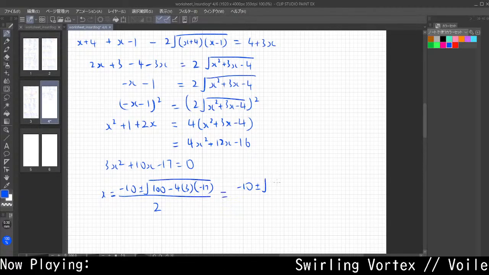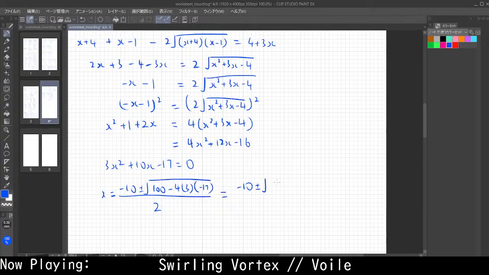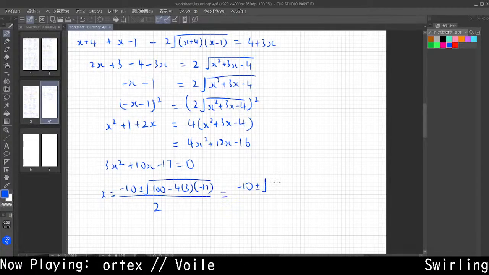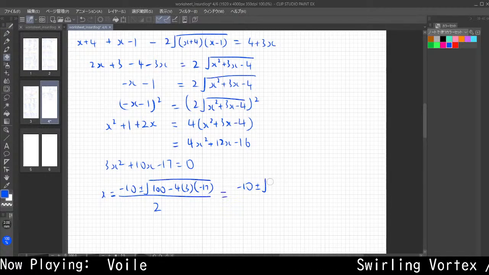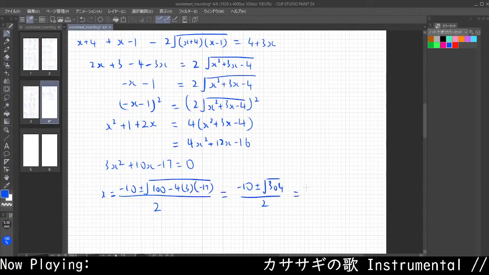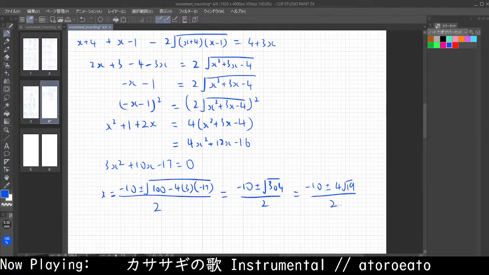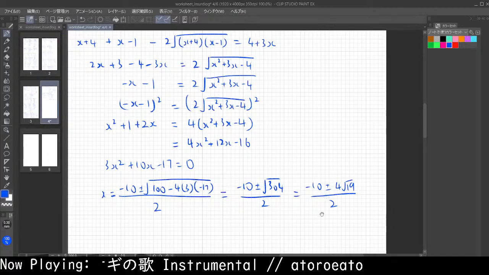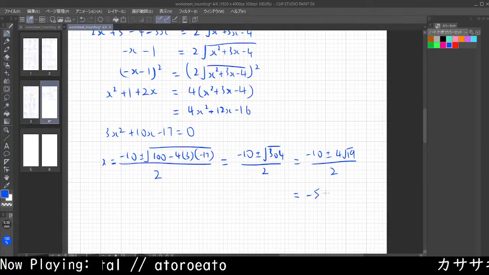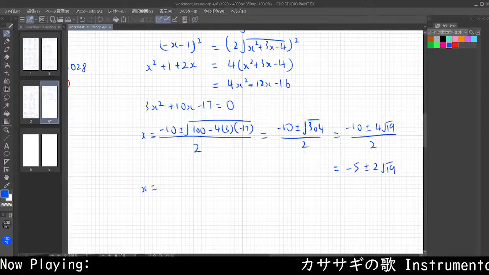Bit easy. 4 times 17. 4 times 17, minus becomes plus. This was 304. Square root 304 can be written as 4 square root 19. You can verify this by putting this into your calculator, or you can do it manually. Simplify. Negative 5 plus minus square root 1 minus 2 19. Again, x gets 2 answers.